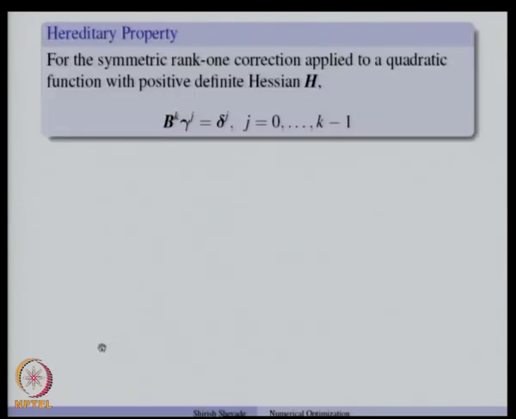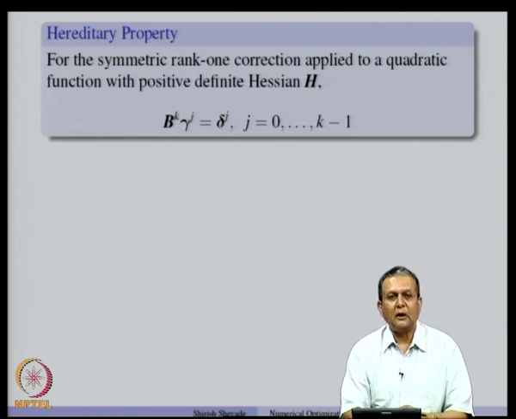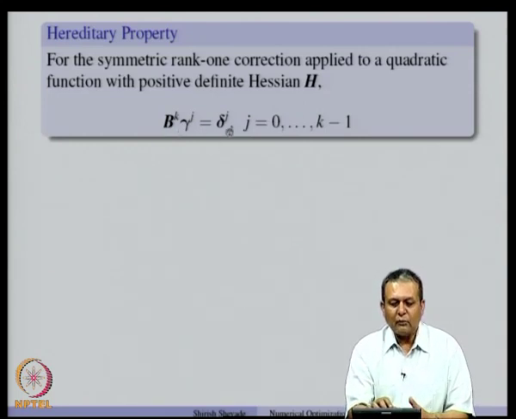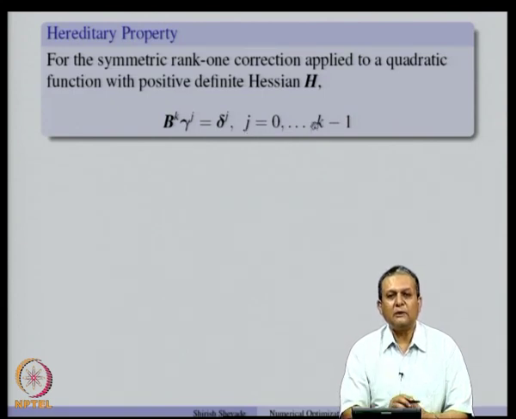Now, the hereditary property says that for the symmetric rank 1 correction applied to a quadratic function with positive definite Hessian matrix H, bk gamma j is equal to delta j. So, remember that bk gamma k minus 1 is equal to delta k minus 1, that is true because of the Quasi-Newton condition. But the hereditary property says that in addition to the Quasi-Newton condition, bk gamma j equals delta j for all j's going from 0 to k minus 2, because for k minus 1 it automatically holds because of the Quasi-Newton condition. So, not only for the case of k minus 1, but all j's from 0 to k minus 2, this condition holds, and this is the hereditary property.